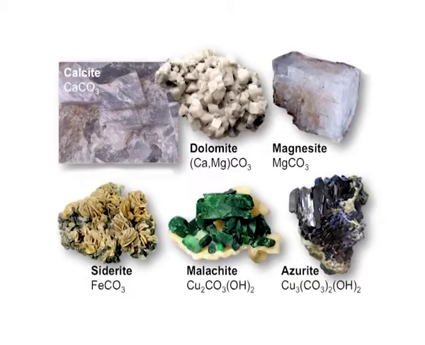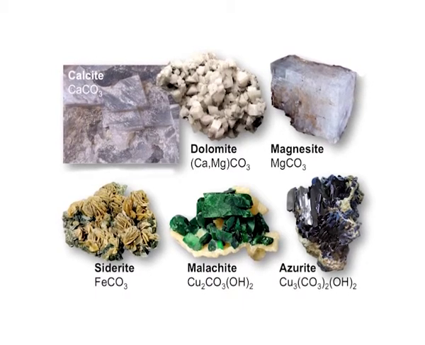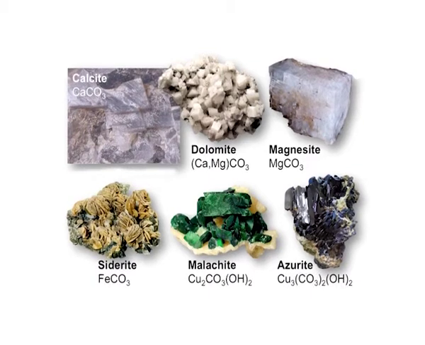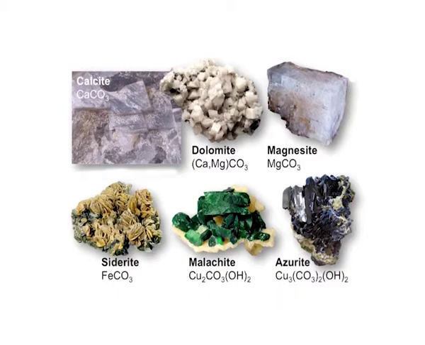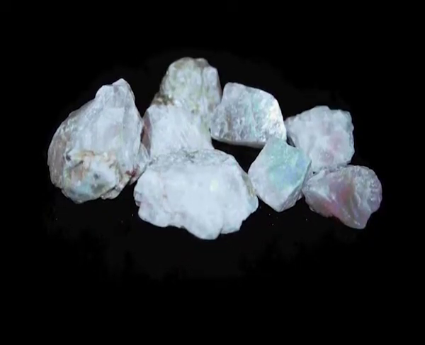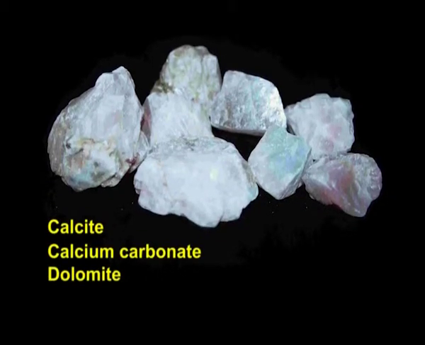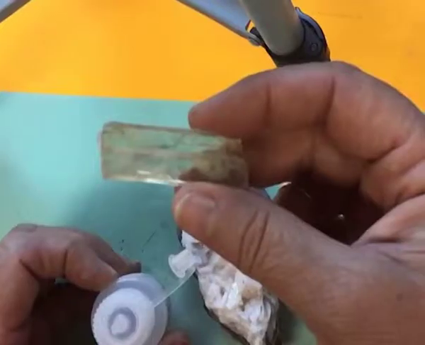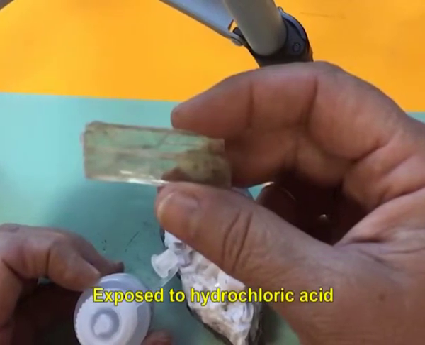Carbonates. Carbonates are anionic groups of carbon and oxygen. Carbonate minerals result from bonds between these complexes and alkali earth and some transitional metals. Common carbonate minerals include calcite, calcium carbonate, and dolomite, calcium or magnesium carbonate. Carbonate minerals react when exposed to hydrochloric acid.